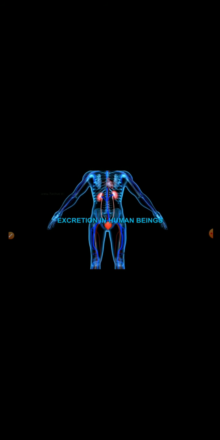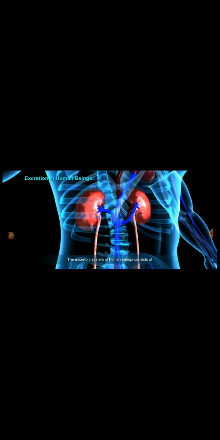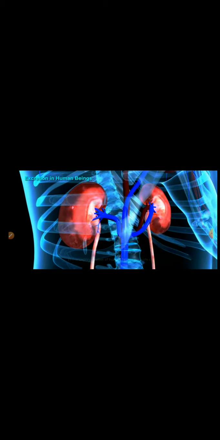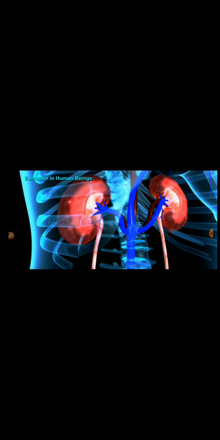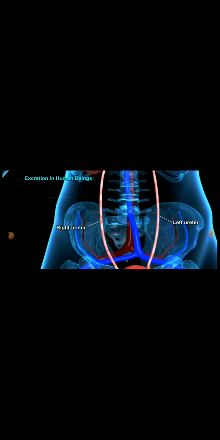Excretion in human beings. The chief organ involved in excretion is the kidneys. The excretory system of human beings consists of: 1. A pair of kidneys, right kidney and left kidney. 2. A pair of ureters, right ureter and left ureter. 3. A urinary bladder. 4. A urethra.